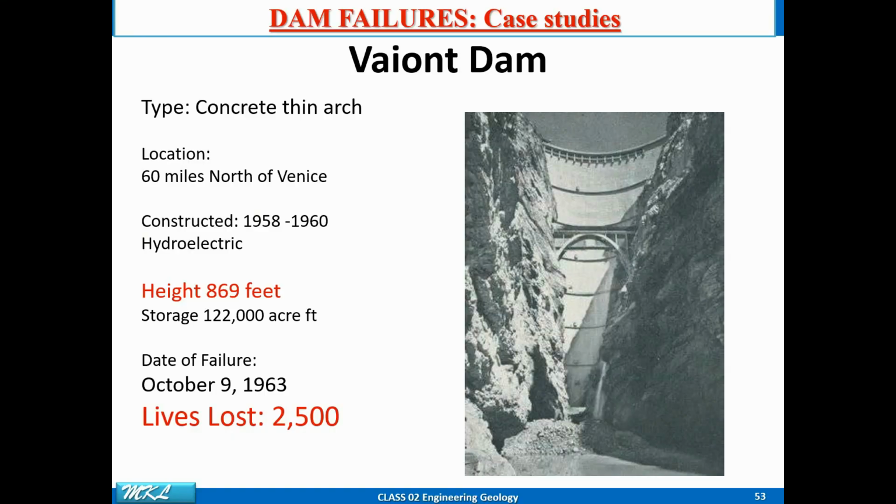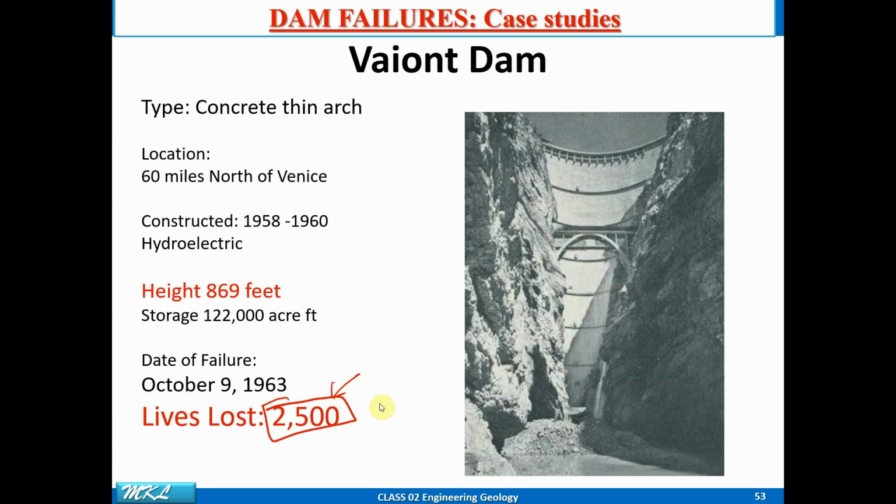Next, let's discuss some case studies. The first case study is from Italy. It's of the Vajont Dam. It was an arch dam, and the dam failure happened in October 1963. The height was 869 feet. It's an arch type dam. You can see it's 60 miles north of Venice. But the important factor here is that this incident killed around 2,500 people. So 2,500 people were killed in Italy.